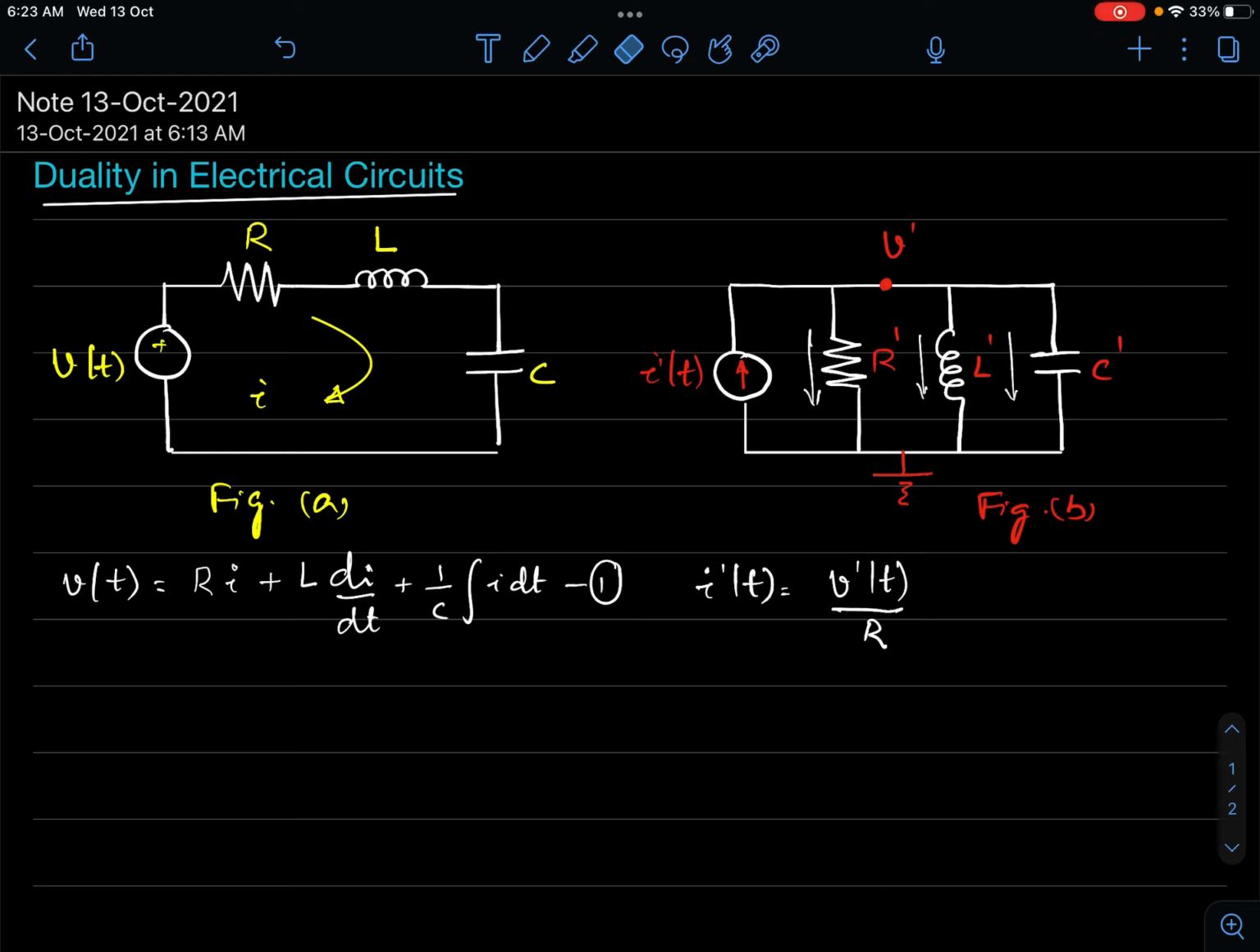Alright, plus what is the current through the inductor? The current through the inductor is 1 by L dash integral V dash dt, where I can even skip the t because I have not written t there, plus C dash dV dash by dt. This is my second equation. Now again I will shrink it a bit, take it here, and I will call this equation 2.